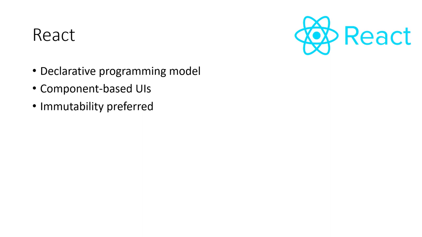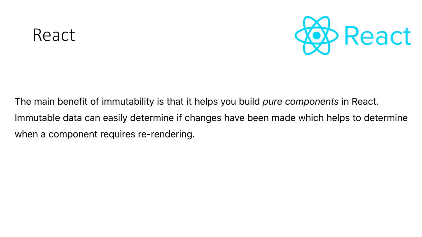And immutability is also preferred when you're doing React programming. So I grabbed a snippet actually from their introduction. It says the main benefit of immutability is that it helps you build pure components in React. Immutable data can determine if changes have been made, which helps to determine when a component requires re-rendering. It's basically a fancy way of saying if you do things with immutable data inside of React, React just runs a lot better. And they built it around that entire concept.